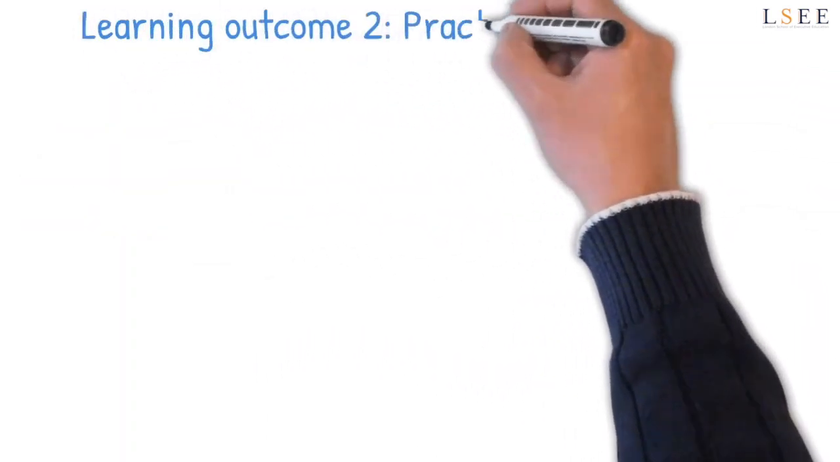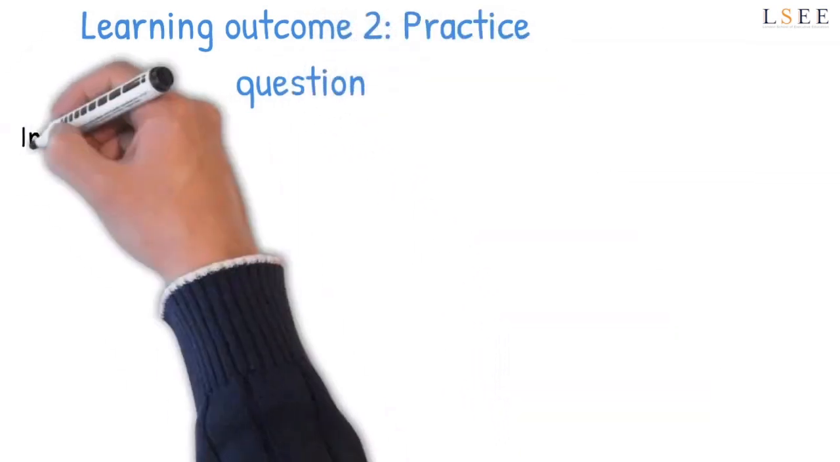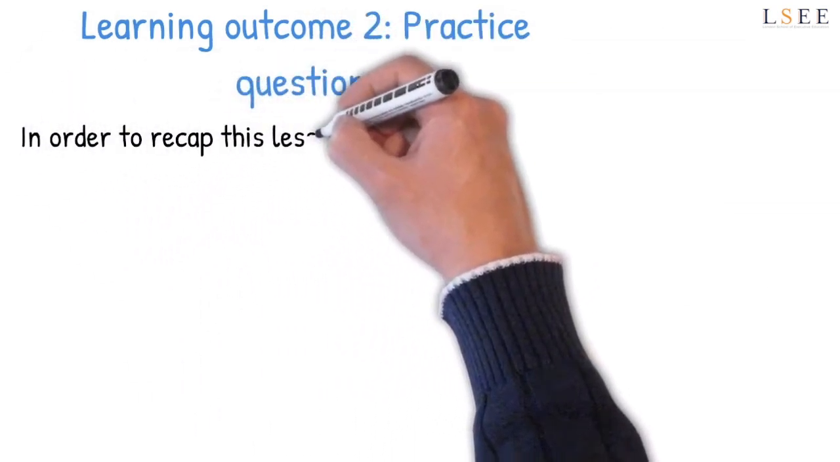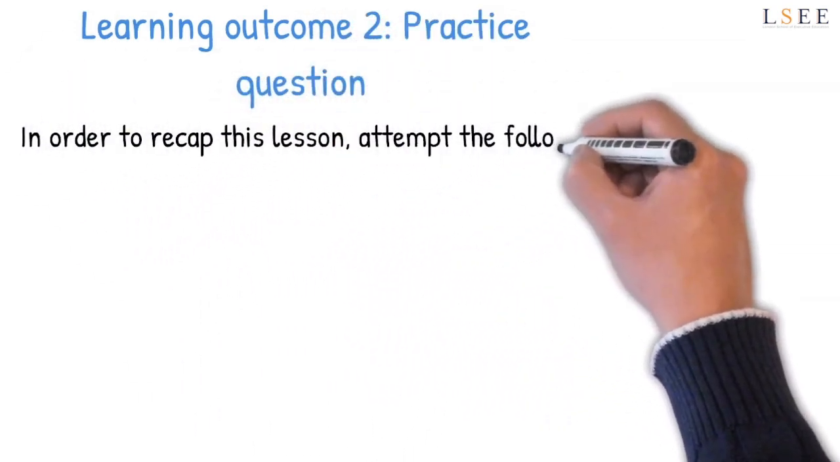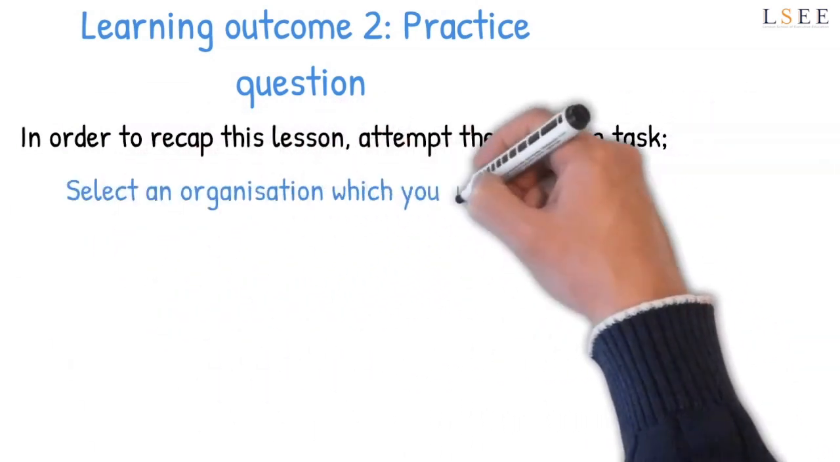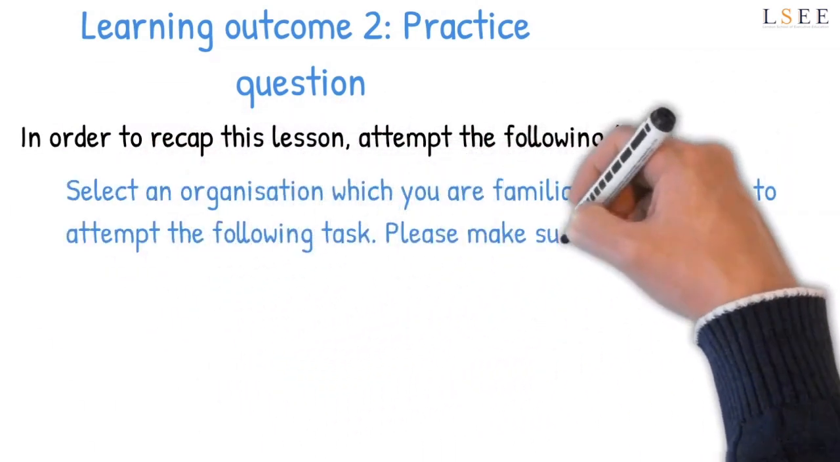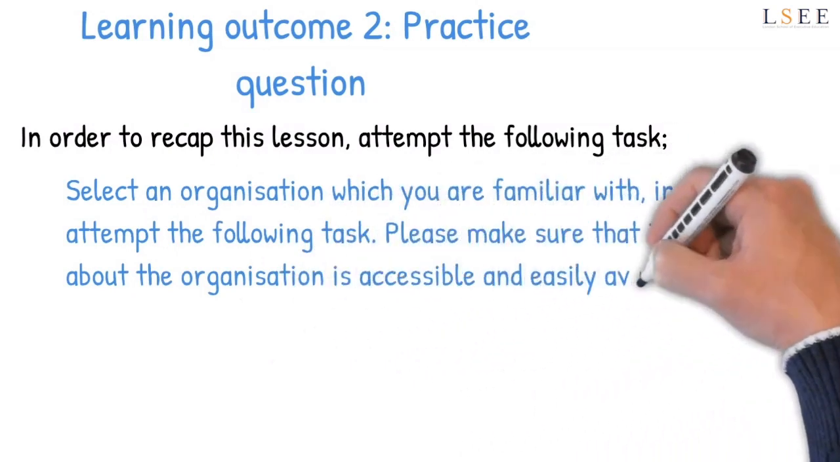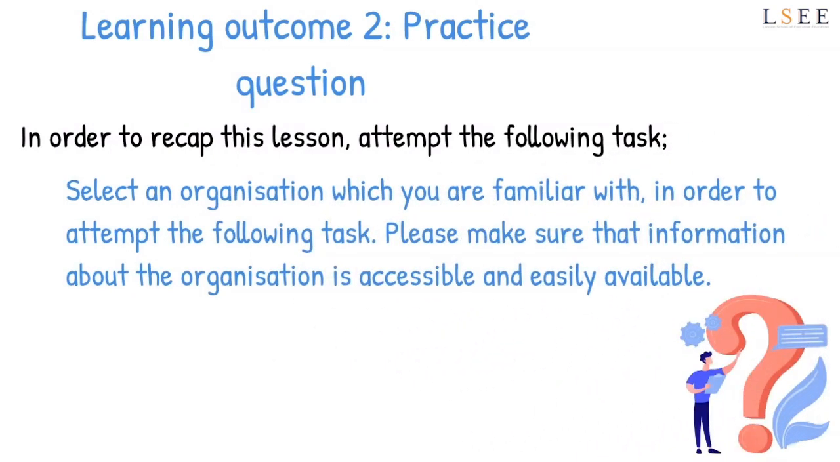Learning outcome 2. Practice question. In order to recap this lesson, attempt the following task. Select an organization which you are familiar with, in order to attempt the following task. Please make sure that information about the organization is accessible and easily available.